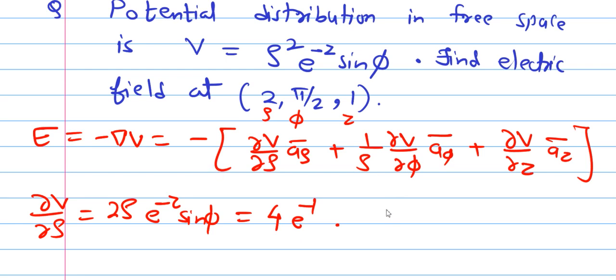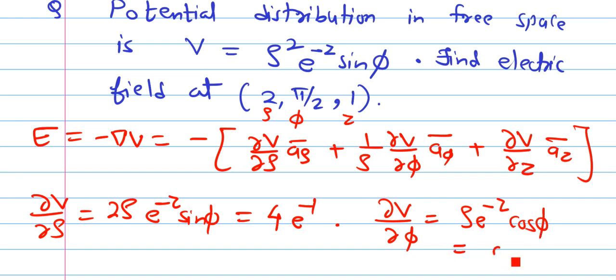Now calculate ∂V/∂phi. So rho square e raised to minus z is a constant, and the derivative of sin phi is cos phi. Substitute the values. So 2 e raised to minus 1 cos pi by 2. Cos pi by 2 is 0. So ∂V/∂phi comes out as 0.